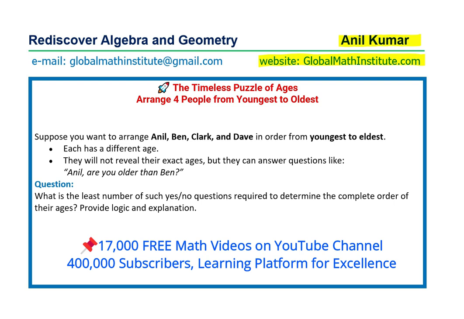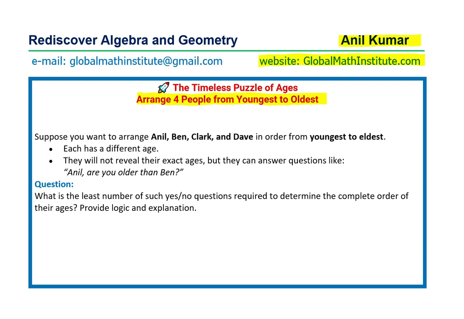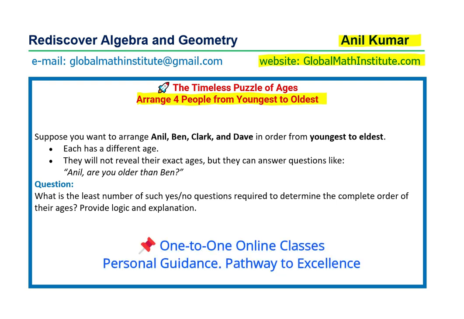In this video, we are going to take up a timeless puzzle of ages. We need to arrange four people from youngest to oldest, and there is a very specific condition. Suppose you want to arrange Anil, Ben, Clark, and Dave in order from youngest to eldest. Each has a different age. They will not reveal their exact ages, but they can answer questions like, Anil, are you older than Ben?